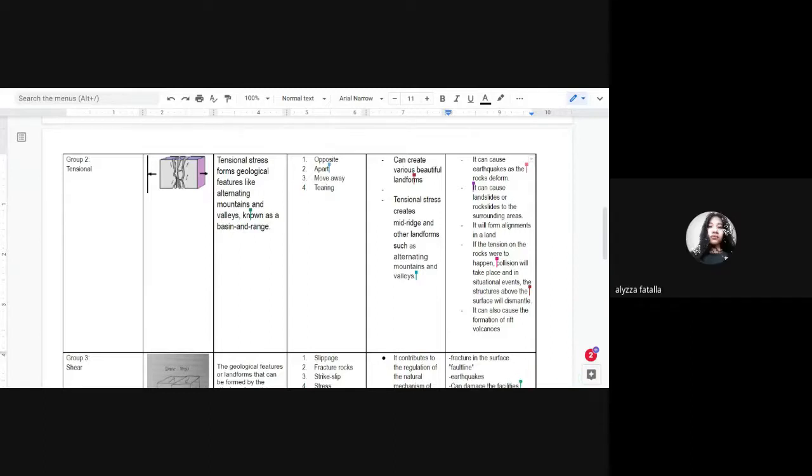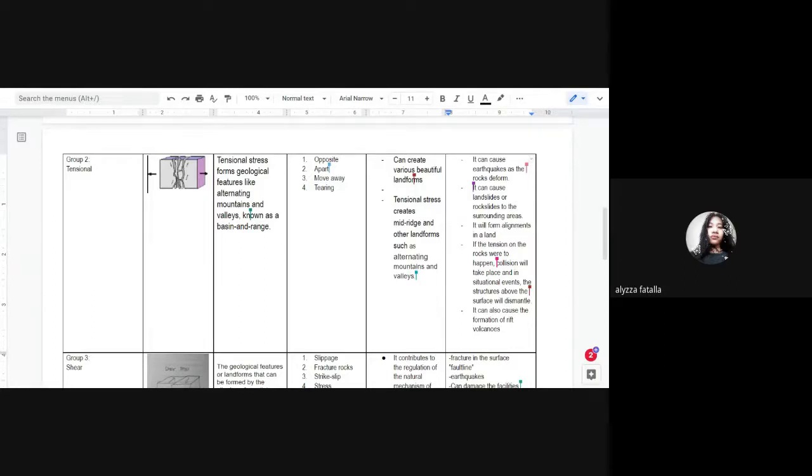So tensional stress pulls the crust apart. It breaks into blocks that slide up and drop down along normal faults. That is why it can create various landforms, including mid-ridge and other landforms such as alternating mountains and valleys. On the other hand, it can cause earthquakes just like the other types of stress, and it can cause landslides or rock slides to the surrounding areas.